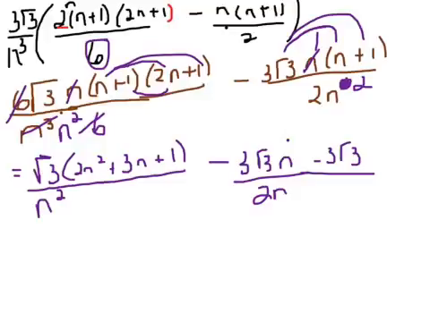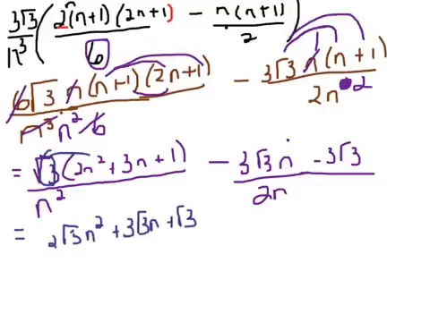So now my next step is going to be, let's see, I actually probably should have gone ahead and distributed that square root of 3 on this first term here. For instance, right here, I need to distribute that. So let me go ahead and do that. That's going to be 2 square roots of 3 n squared plus 3 square root of 3n plus square root of 3.